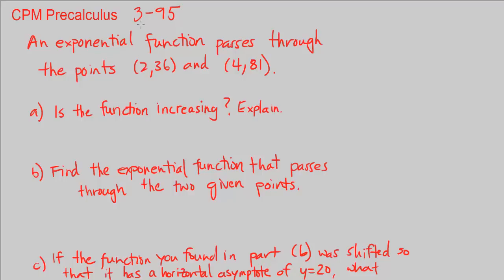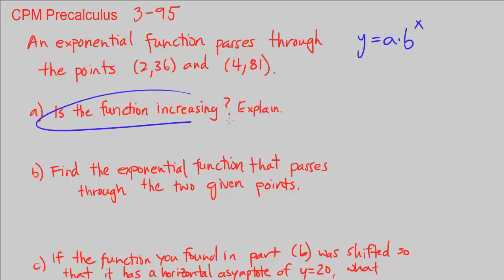This is CPM Precalculus Chapter 3, number 95. An exponential function passes through the points (2, 36) and (4, 81). Remember, an exponential has the form y equals a times b to the x power.